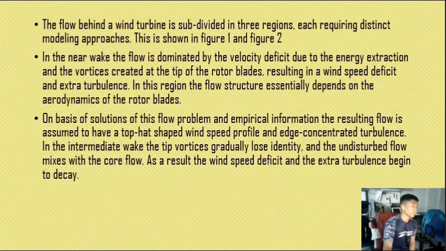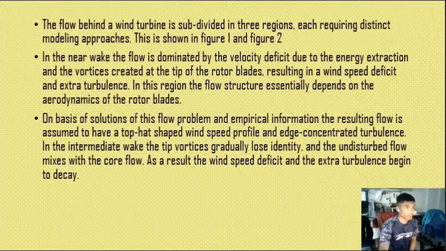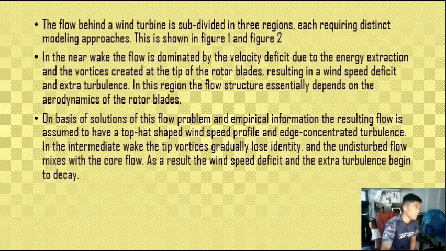The flow behind a wind turbine is subdivided in three regions, each requiring distinct modeling approaches. This is shown in figure 1 and figure 2 before. In the near wake, the flow is dominated by the velocity deficit due to the energy extraction and the vortices created at the tip of the rotor blades, resulting in a wind speed deficit and extra turbulence. In this region, the flow structure essentially depends on the aerodynamics of the rotor blades.